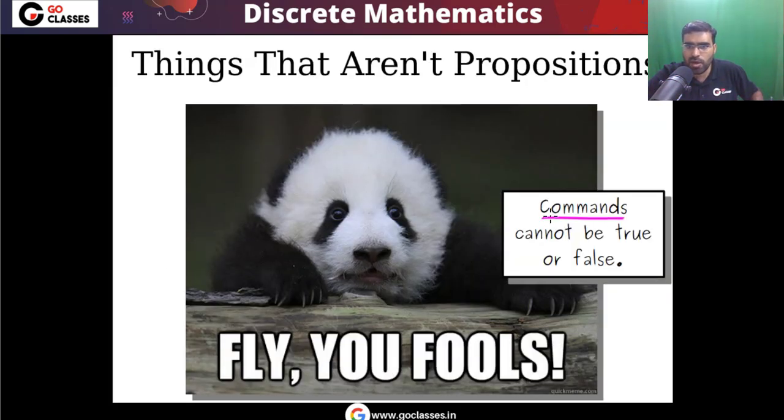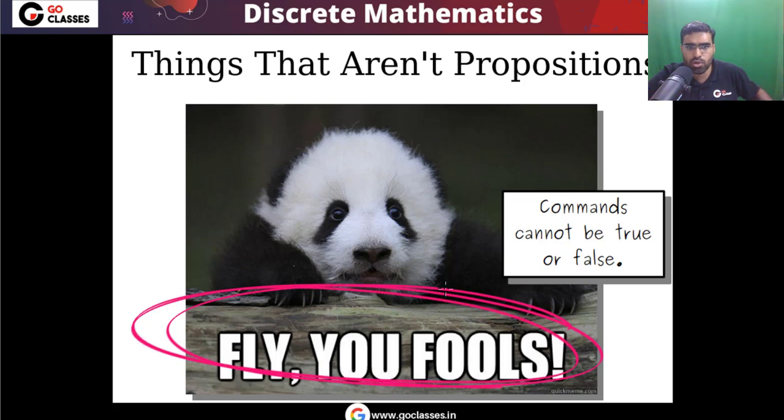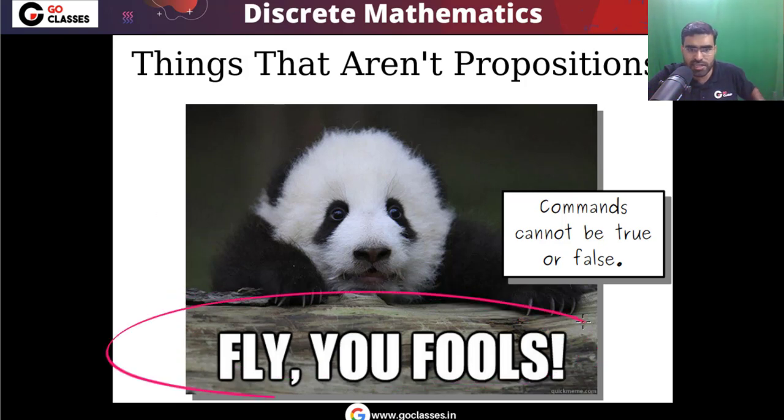A command is never a proposition because a command cannot be true or false. For example, this is a command: Fly you fools. Read this sentence. It is basically a command. We are giving a command that says fly you fools. So you can easily see that a command is not true or false. This is not a declarative sentence. You can simply call it an imperative sentence.